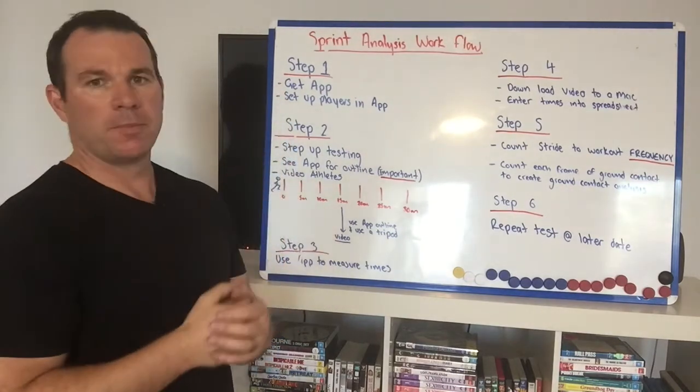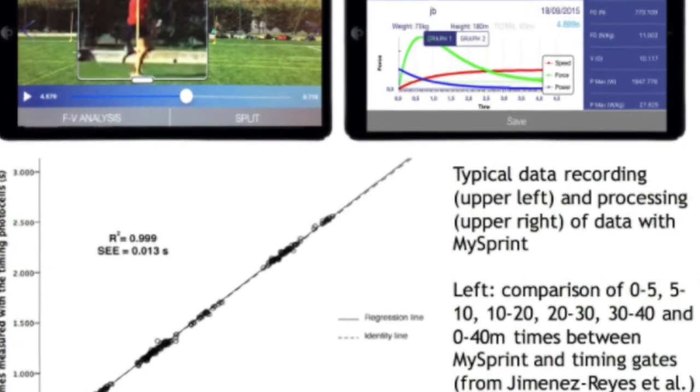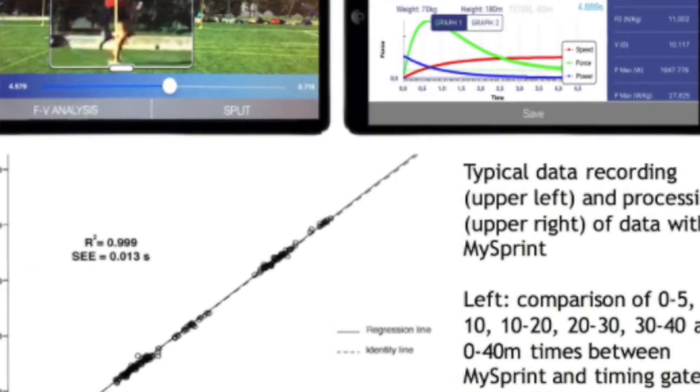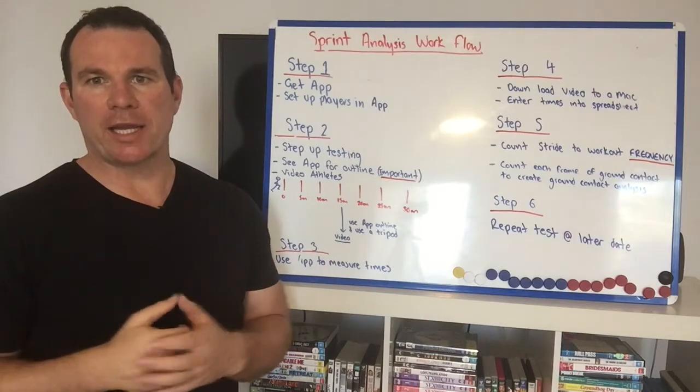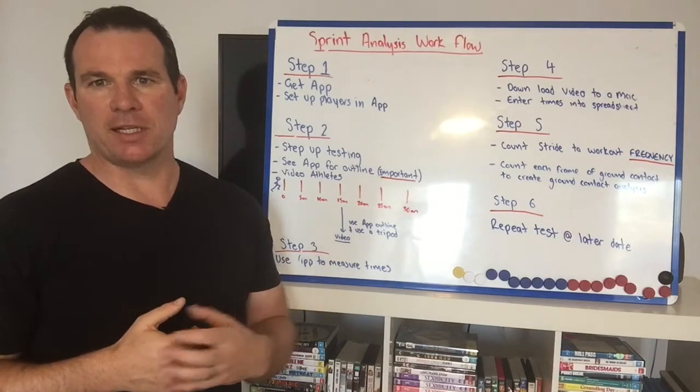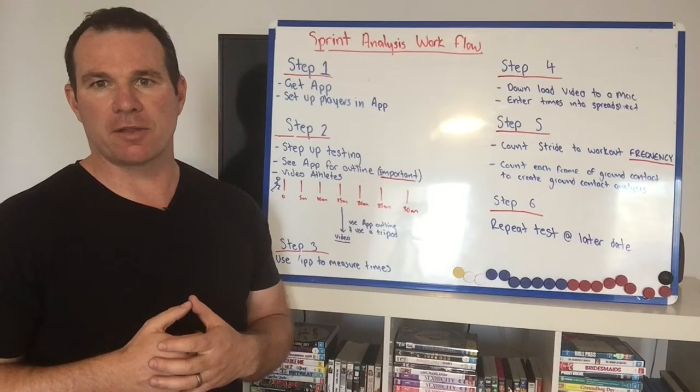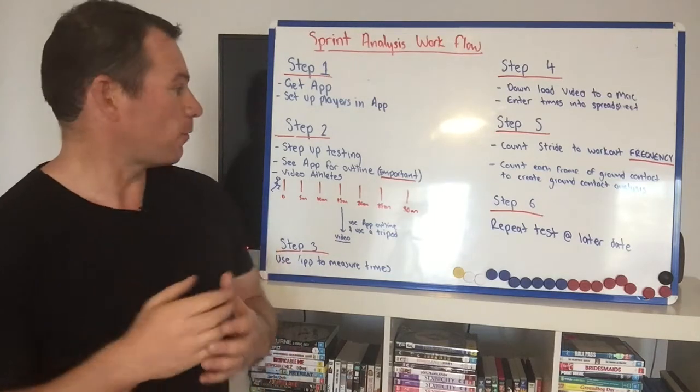Step 1, get the app on your phone. That seems fairly obvious. Set up players in the app, and it'll ask for their height and their weight. I suggest that you measure their weight, particularly, on the day that you're actually doing the sprint testing. Let me move away a little bit.